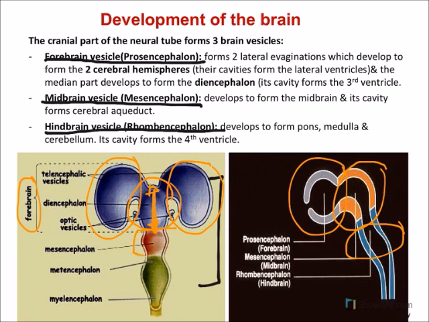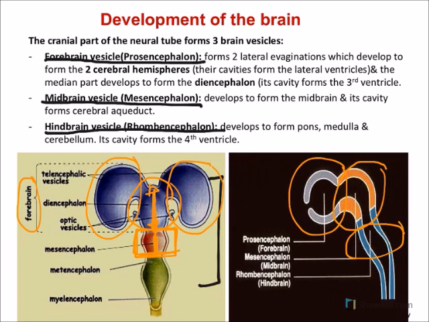Then the other vesicle, the middle vesicle, is the mesencephalon or the mesencephalic vesicle. This will develop later into the midbrain, and a cavity will appear in the center here, and this cavity will be the cerebral aqueduct of Sylvius, which connects the third ventricle above and the fourth ventricle below.